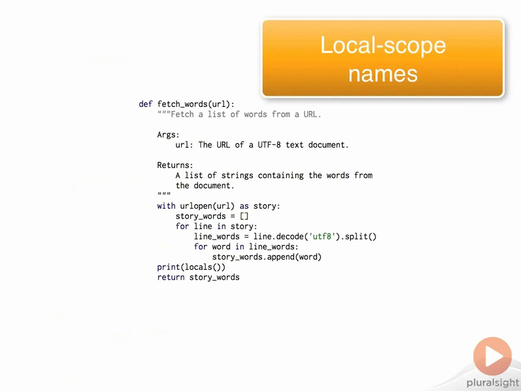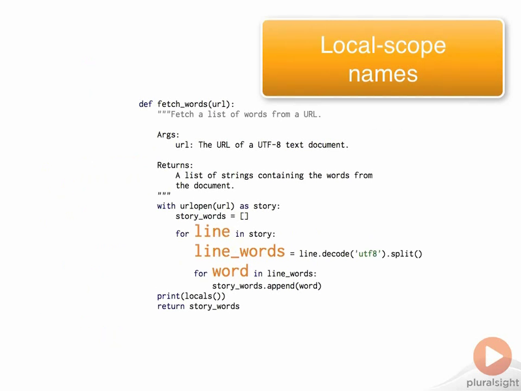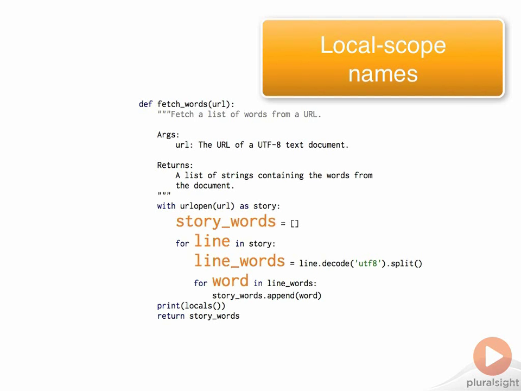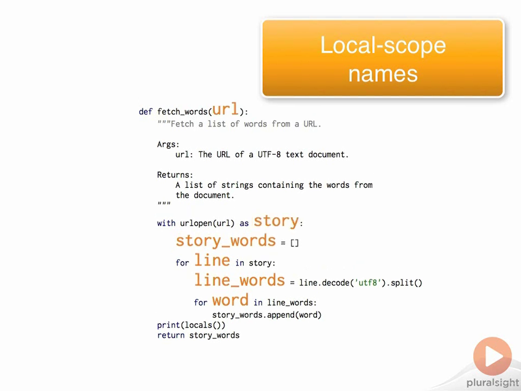Within the fetch_words function, we have the 6 local names: word, bound by the inner for loop; line_words, bound by assignment; line, bound by the outer for loop; story_words, bound by assignment; url, bound by the formal function argument; and story, bound by the with statement. Each of these is brought into existence at first use and continues to live within the function scope until the function completes, at which point the references will be destroyed.